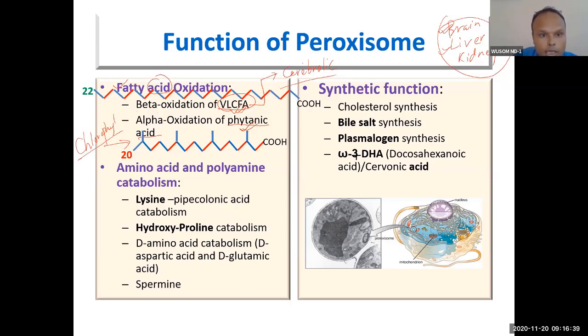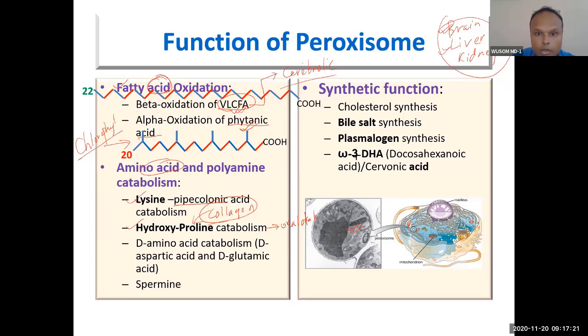In addition to fatty acid, the second is amino acid. Amino acid catabolism. Remember two amino acids, lysine and hydroxyproline. Hydroxyproline is present where? It is present in collagen. Don't forget that. So metabolism of collagen and lysine metabolism: these two metabolic products are catabolized in peroxisome. Pipecolic acid is catabolized here in peroxisome. Hydroxyproline will also be catabolized here. Oxalate of hydroxyproline is catabolized here.